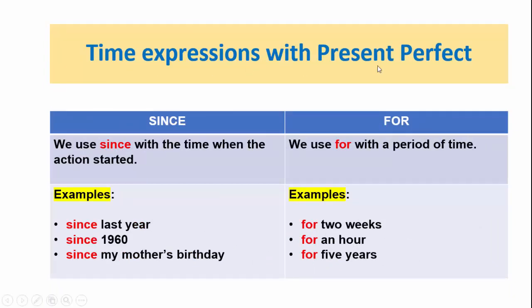Time expressions with present perfect. Since. We use since with the time when the action started. Since last year, since 1960, since my mother's birthday. Here we know when the action started. For. We use for with a period of time. Here we don't know when the action started, but we know the period of time. It is for 2 weeks, for an hour, for 5 years.